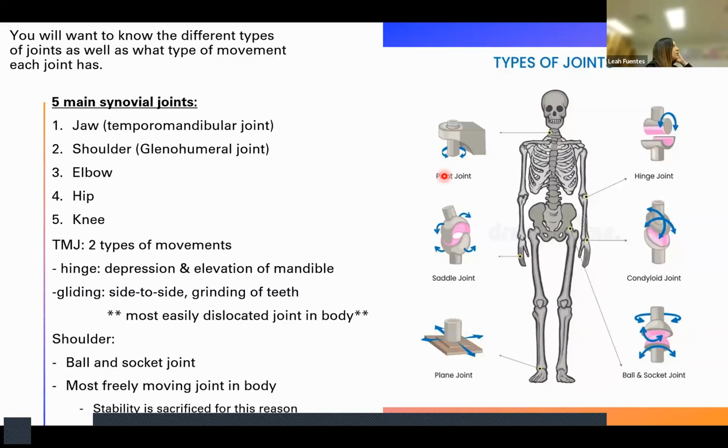Okay, and then again, you'll want to know the different types of joints as well as the type of movement that each joint has. So there's an example here. Again, pivot, that atlas and axis, the saddle joints in your carpals, the plane joint where your tibia meets your talus, so in your ankle. Hinge joint, like a door hinge, right, allows it to be bent at this point. So your ulna and humerus. The condyloid joint, and then ball and socket.